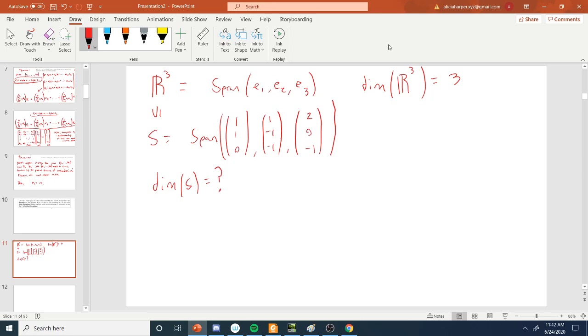Well, one thing we can observe here is that if we call this vector right here v1, this vector right here v2, and this vector right here v3, we have, of course, v1 plus v2 minus v3 is equal to 0. Now, this has an implication, namely that these three vectors here are linearly dependent.